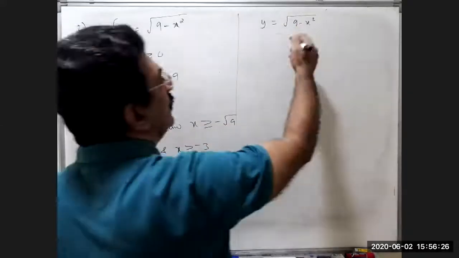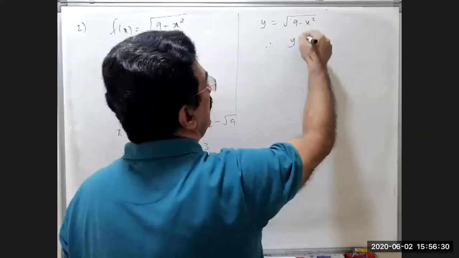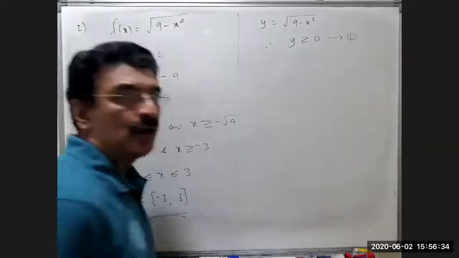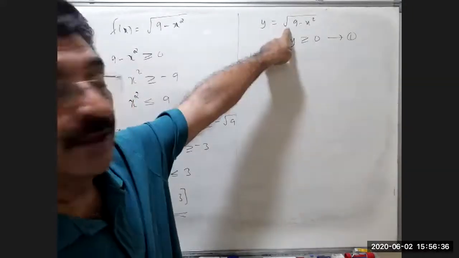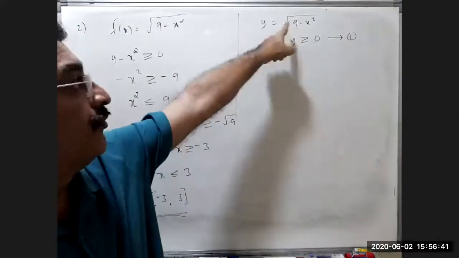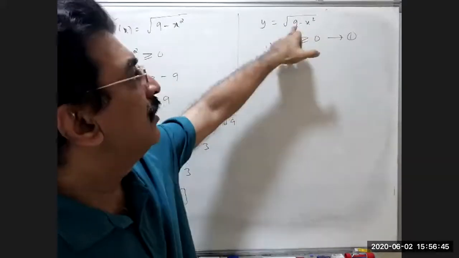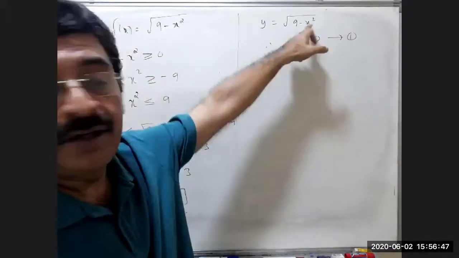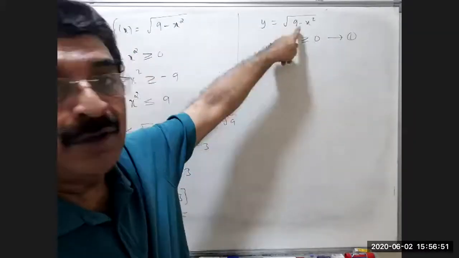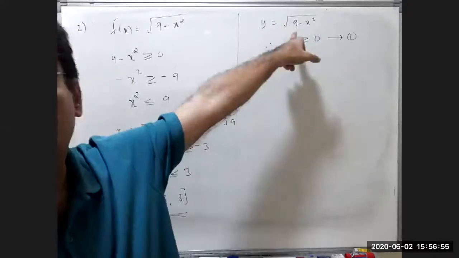Definitely, therefore, y is greater than or equal to 0. Why? Because the positive square root is taken. This one cannot be negative. Whenever it is a square root, it can be 0. If x is 3, x values can be 3, or minus 3. If x is 3 or minus 3, it can be 0. For the remaining numbers, it remains positive because here it is the positive square root.